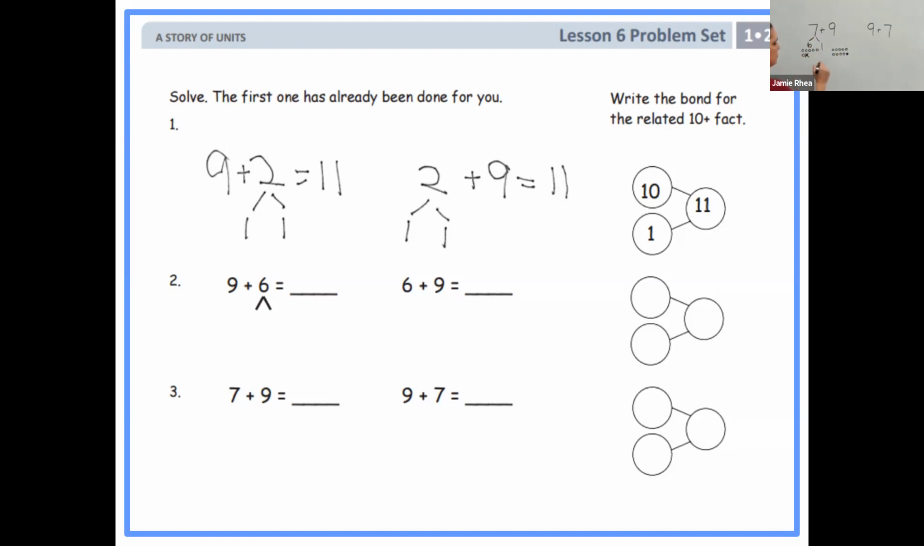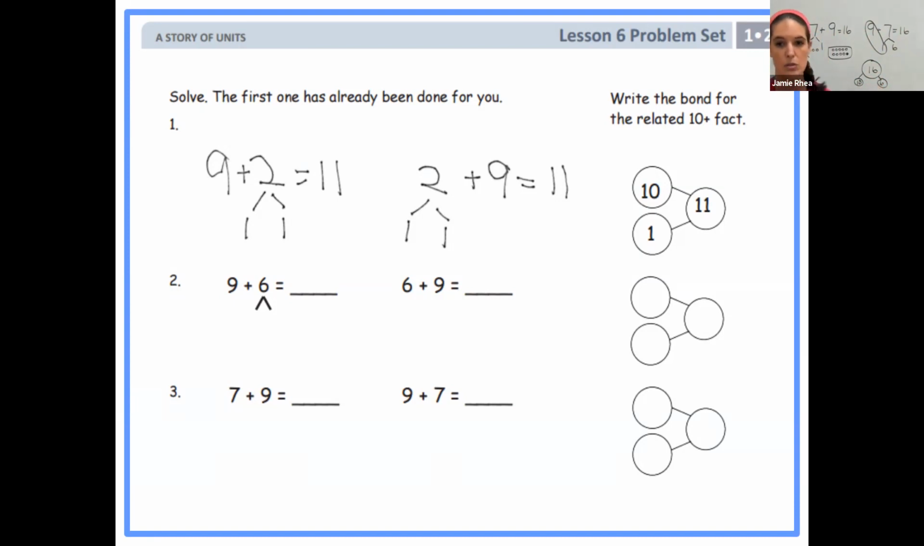Okay, so now I can say, and you know what? I'm going to do this over here too because it's the same. 1 and 6. It's the same. They're just flipped backwards. Now I can circle my 9 and my 1. And that tells me I have 10. Just like here, I have 10. Okay, so 10 and 6 more makes 16. But I'm not done because I need to make a number bond. 16 is my total. I needed 10 and 6.